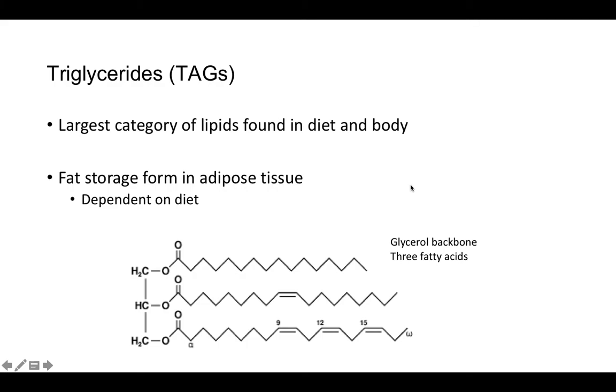So let's look at triglycerides first. Triglycerides are the largest category of lipids found in both our diet and our food. They're all going to have the same chemical structure, minus the fact that the individual fatty acids could be different. They could be all saturated, they could be all unsaturated. However, every triglyceride is going to have this glycerol backbone and then 3 individual fatty acids. So this is 1, this is 2, and this is 3.